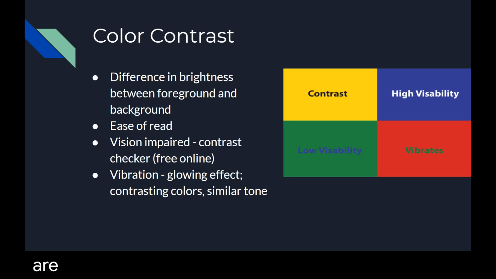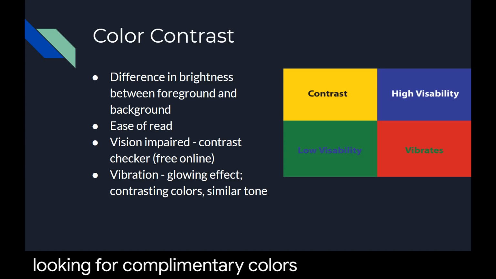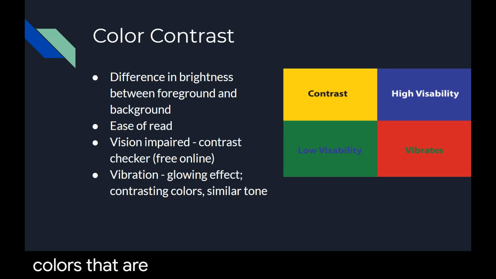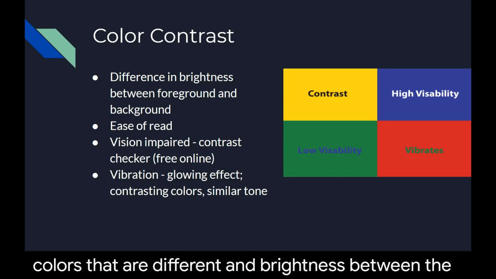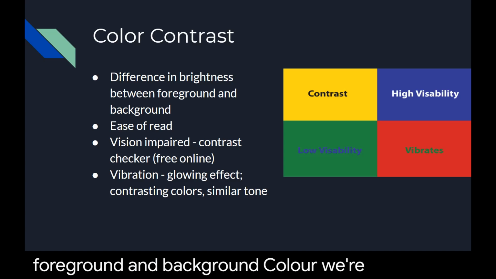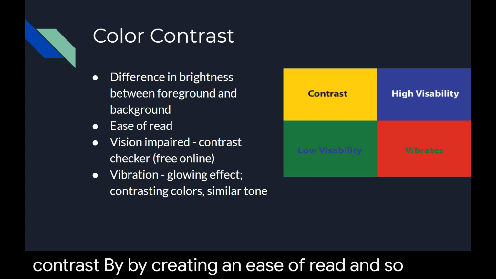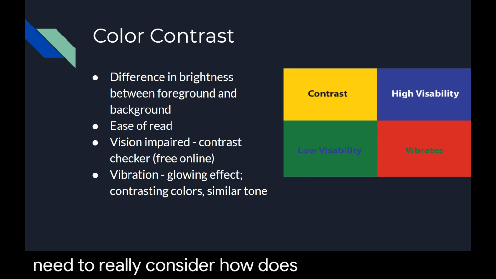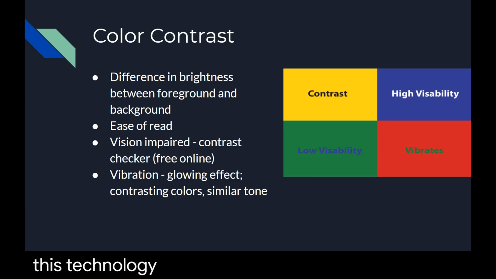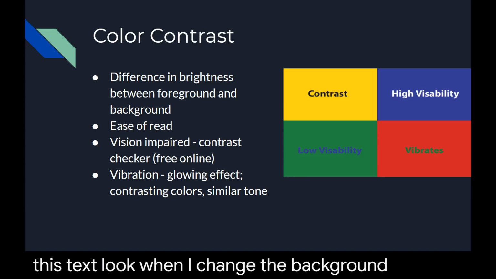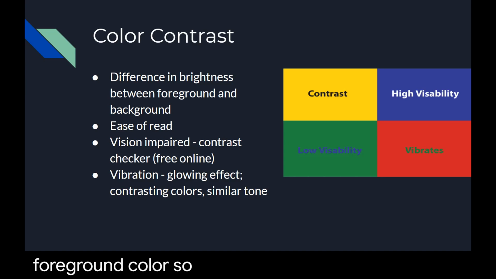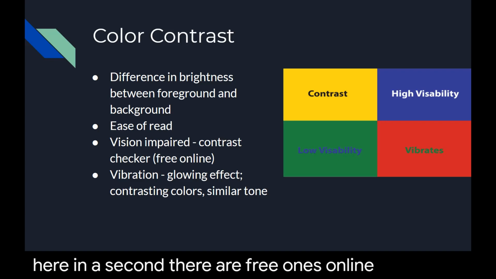When we are creating color contrast, we're not necessarily looking for complementary colors. We're looking for colors that are different in brightness between the foreground and background color. We want to build contrast by creating an ease of read. And so we need to really consider, how does this text look when I change the background or foreground color? So for vision impaired people, we want to use a contrast checker, which I'll show you here in a second. There are free ones online at Adobe Color.